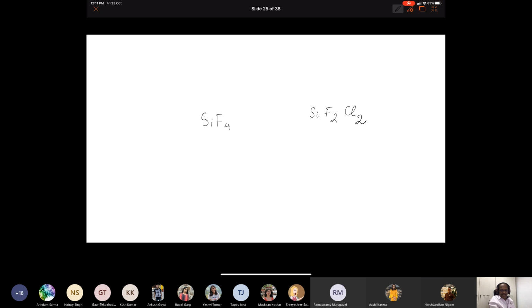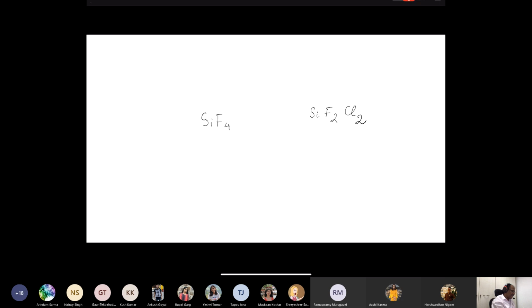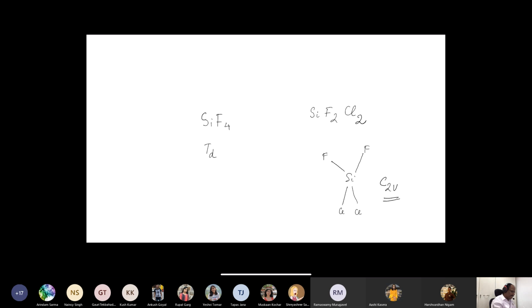It's a bit more complicated. It's not as simple as that, because I also tell you what the point group is here. This is tetrahedral. So this should be just like water. Yeah, exactly. Good answer. This is C2V.